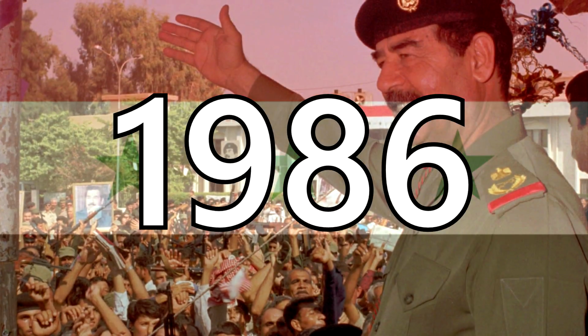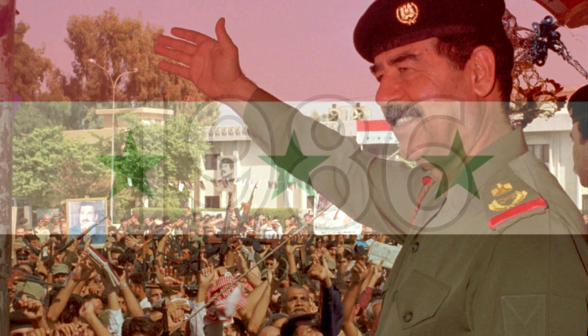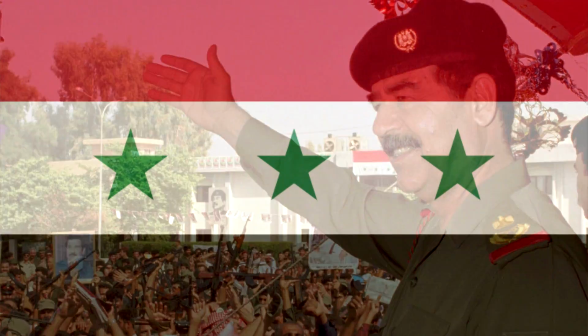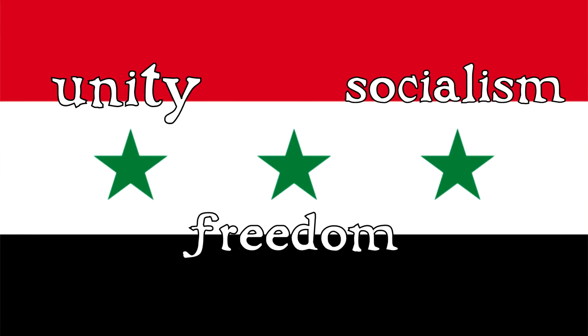In 1986, during the presidency of Saddam Hussein, the meaning of the flag was changed, although the design remained the same. The meaning of the 3 stars was changed from their original geographic meaning to representations of the 3 beliefs of the Ba'ath Party motto: unity, freedom and socialism.